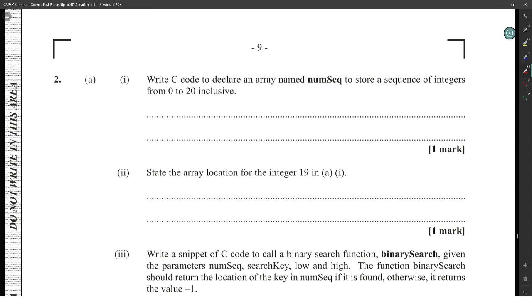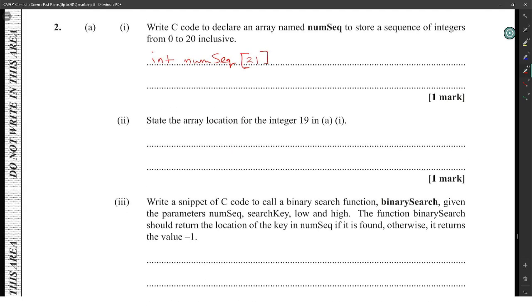of integers from 0 to 20 inclusive, an array num seq and 20. 3 marks. You can store a sequence of numbers from 0 to 20 inclusive. Oh, nope. It'll be 21 locations, because 0 to 19 is 20 locations, and 0 to 20 will be 21.